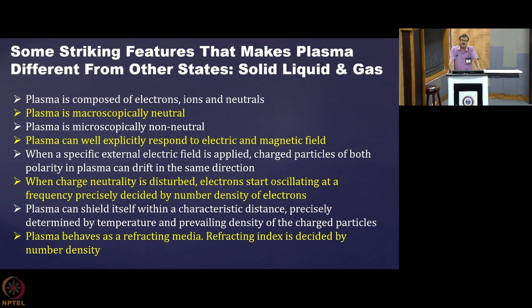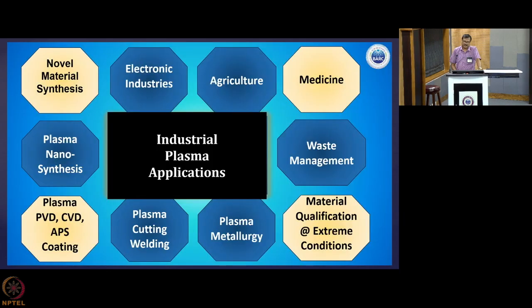So, all these properties are very particular to the plasma system that we have learned, and that is why they are different from the other three states. Now, then we went through the potential of the plasma that can be applied in various industrial applications. So, starting from novel material synthesis, electronic industries, agriculture, medicine, waste management, then plasma metallurgy, cutting, welding, plasma CVD, atmospheric pressure plasma spray coating, then nanosynthesis.